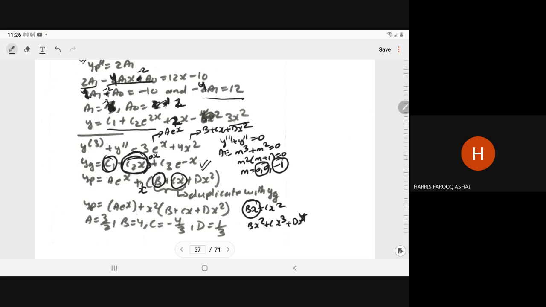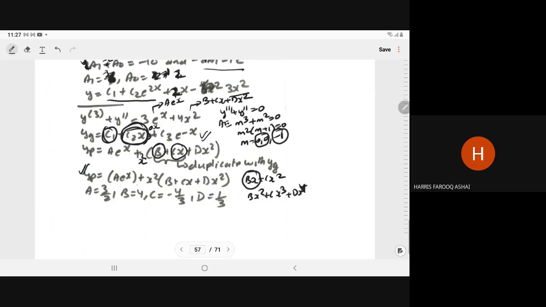There should be no duplication in any term. In the complementary function, there should not be any duplication, not a single duplication. Otherwise, you cannot determine the undetermined coefficients, meaning all the coefficients. So in that case, yp will be a e to power x plus x square (b plus cx plus dx square). So in that case, a, b, c, d will come.